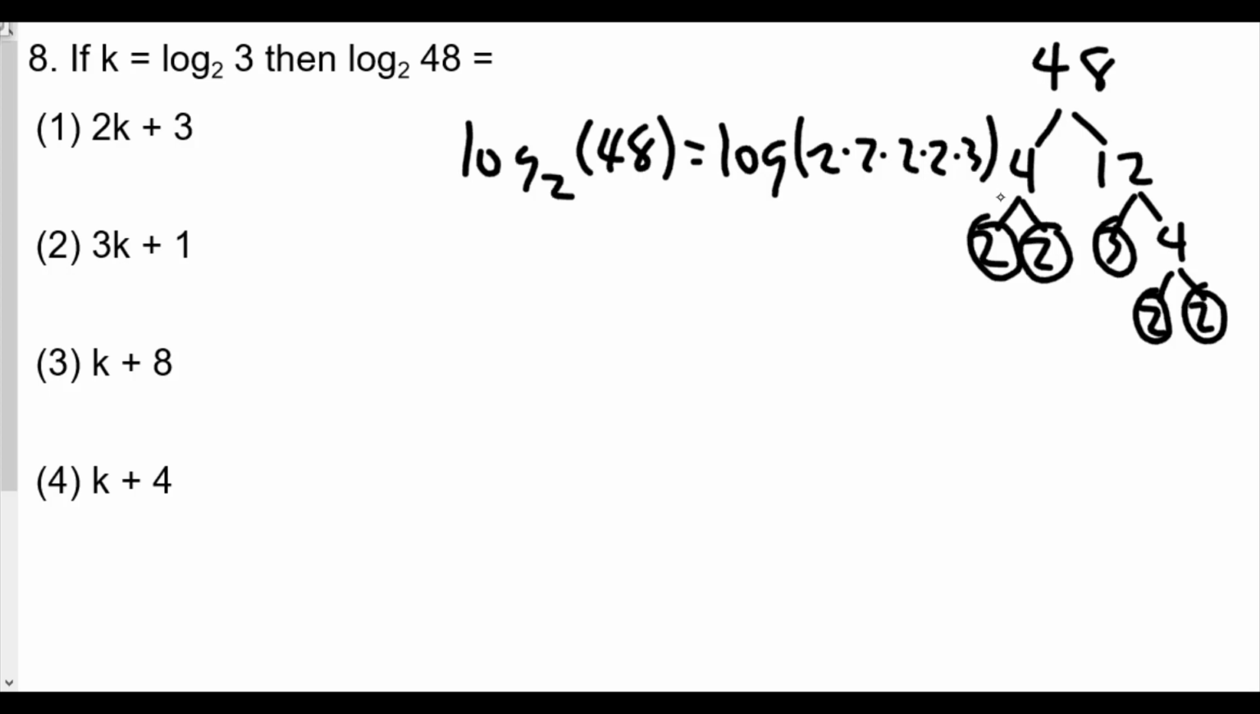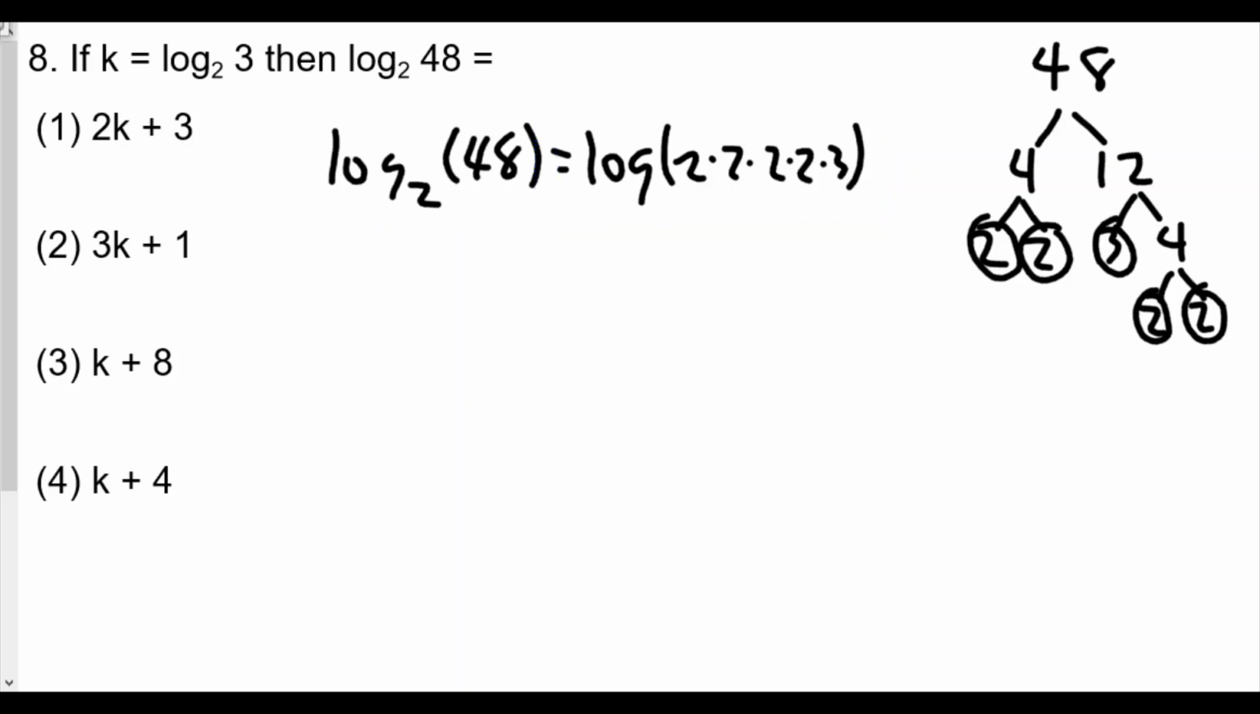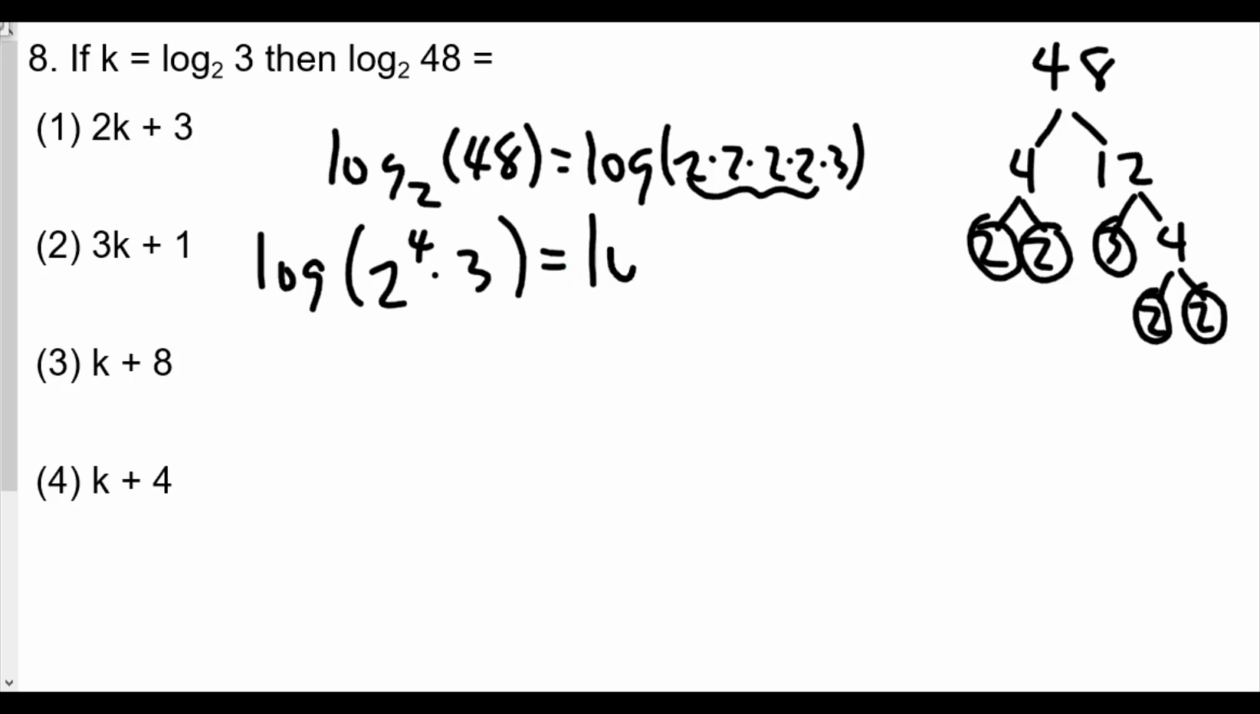And we'll rewrite this using the product rule. Let me just see if I can move everything over here so it's not so crowded. There you go. It would be easier if we wrote this as log of 2 to the 4th times 3, because 2 times 2 times 2 times 2 is 2 to the 4th. So we will rewrite this as the product rule: log of 2 to the 4th. Oh, I forgot to put down base 2, very important for our problem here. Plus log base 2 of 3.